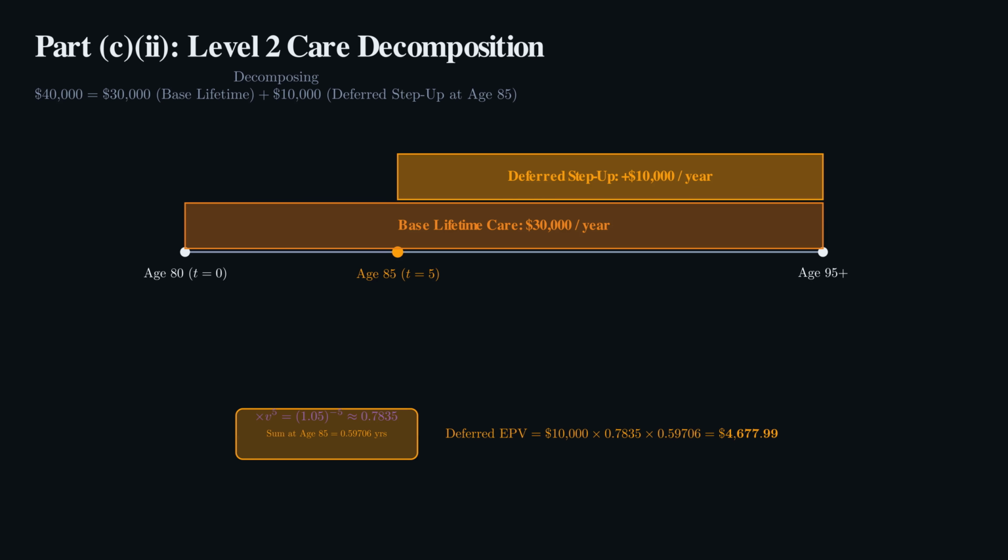Drag that age 85 block back 5 years and shrink it by v to the fifth, which is 1.05 to the minus 5, about 0.7835. 10,000 times that discount times 0.59706 is 4,678.